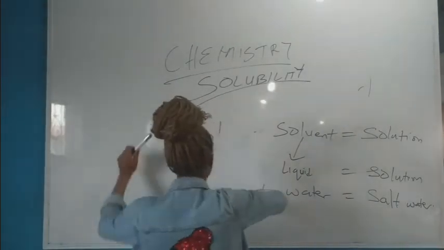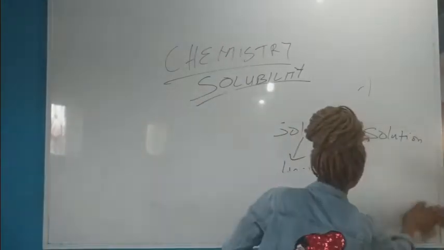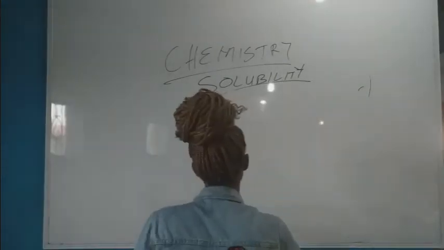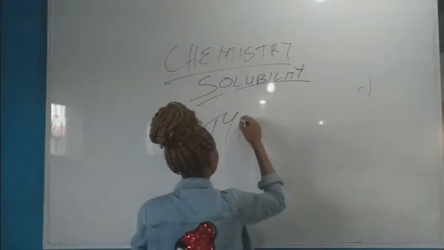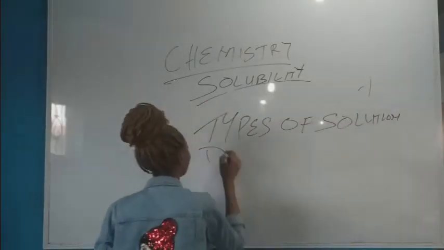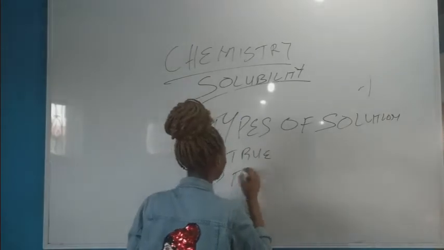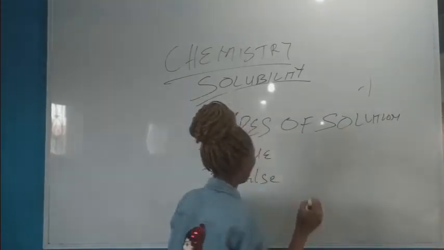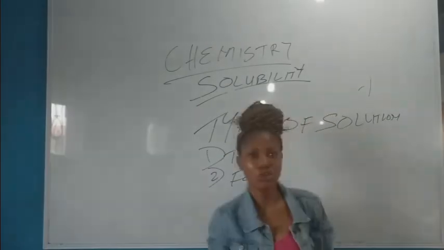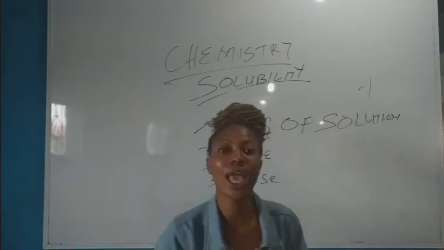So now let's move on to types of solution. We have two types of solution. One is the true solution and two is the false solution. What do you mean by true solution? A true solution is a homogeneous mixture of any substance.